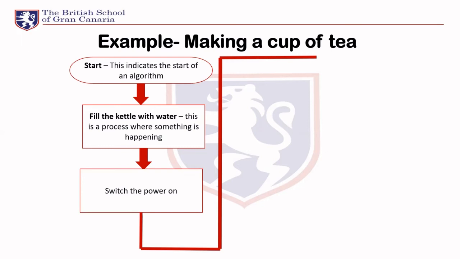You switch the power on, okay? So each of these symbols represents a process. A process is when something is happening. For example, filling the kettle with water is a process because you have to wait for it to happen. The same with switching on the power. When you switch the power on, electricity is running through the kettle.